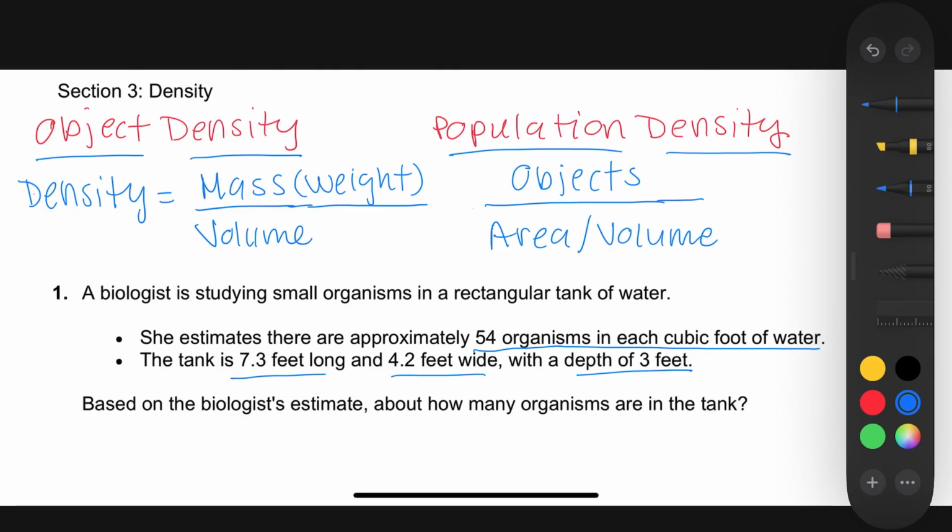So we have 7.3 times 4.2 times 3. So volume equals length times width times height, which is 7.3 times 4.2 times 3. So their overall volume is going to be 91.98, and that would be cubic feet. So that's feet cubed. So that's going to be the volume.